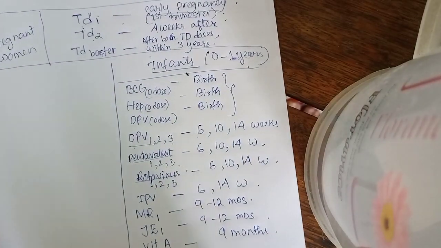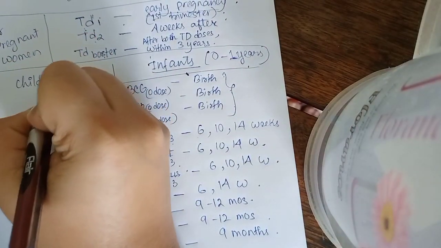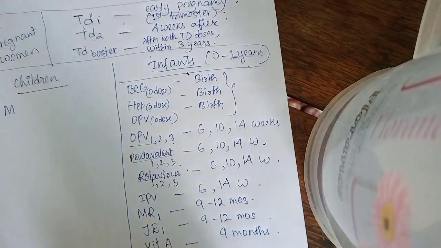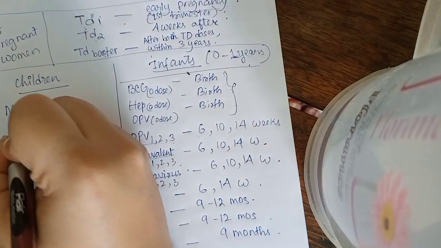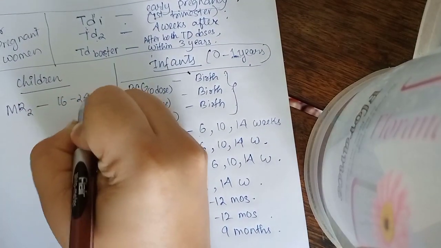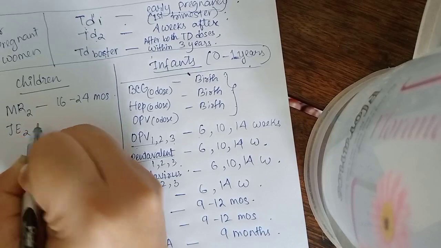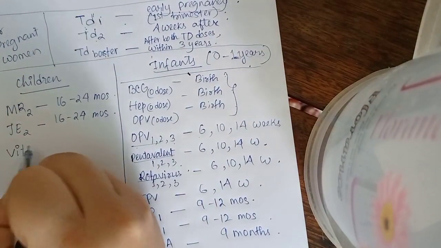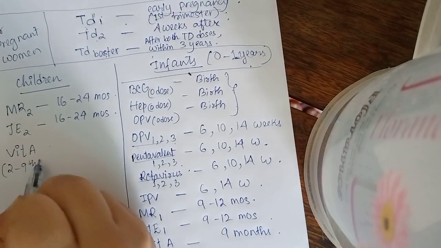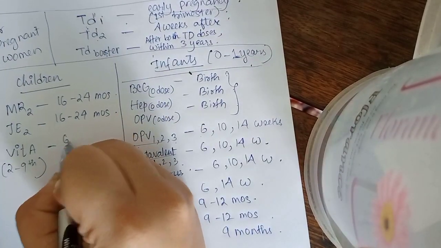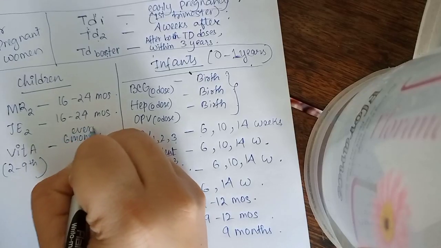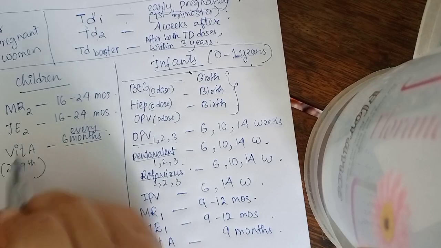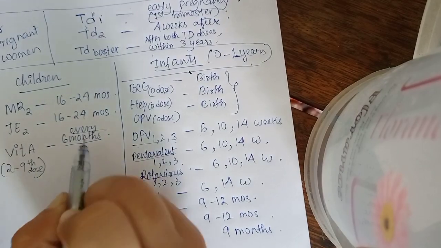Now coming on to children. The vaccines given here include MR. We have seen that the MR first dose is given at 9 to 12 months. The MR second dose will be given at 16 to 24 months. The Japanese encephalitis second dose will also be given at 16 to 24 months. Then vitamin A doses: from the 2nd to the 9th dose, we give 1 dose of vitamin A every 6 months.